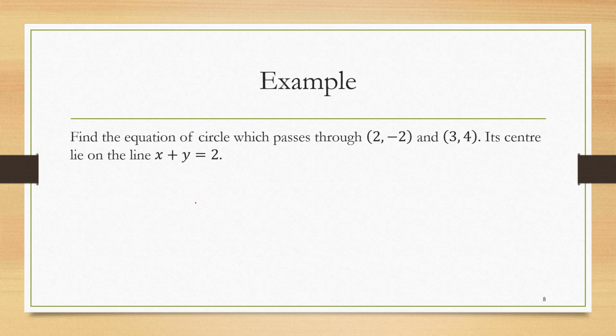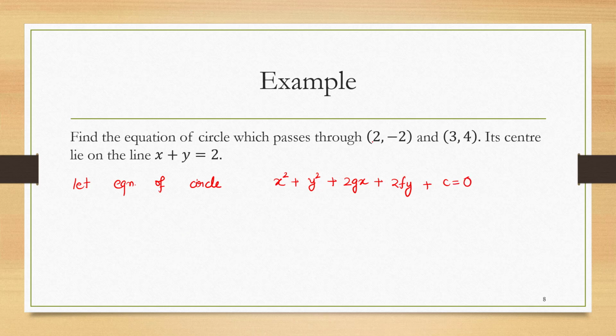Next we have to find the equation of a circle which passes through two given points (2, -2) and (3, 4). Its center lies on the line x plus y equals 2. So let the equation of the circle be the general equation, that is x squared plus y squared plus 2gx plus 2fy plus c equals 0.